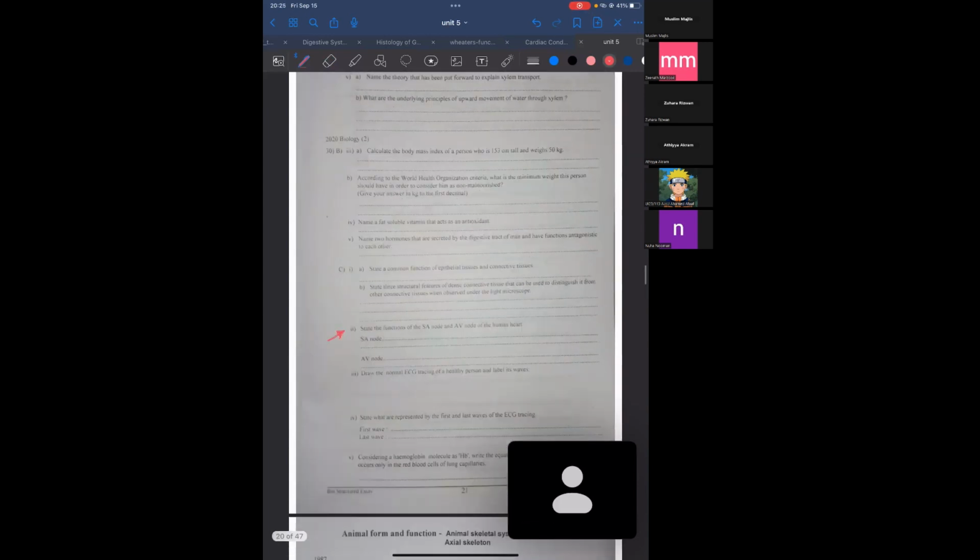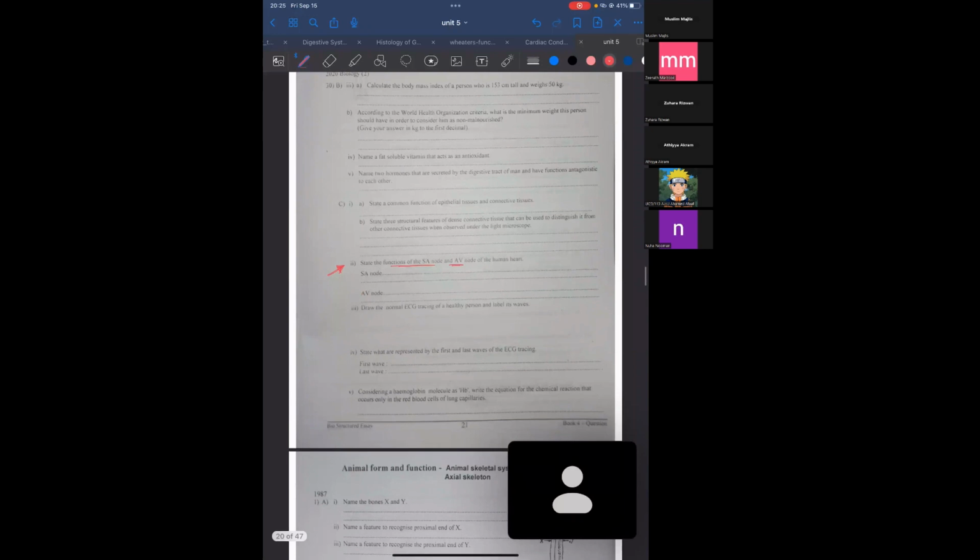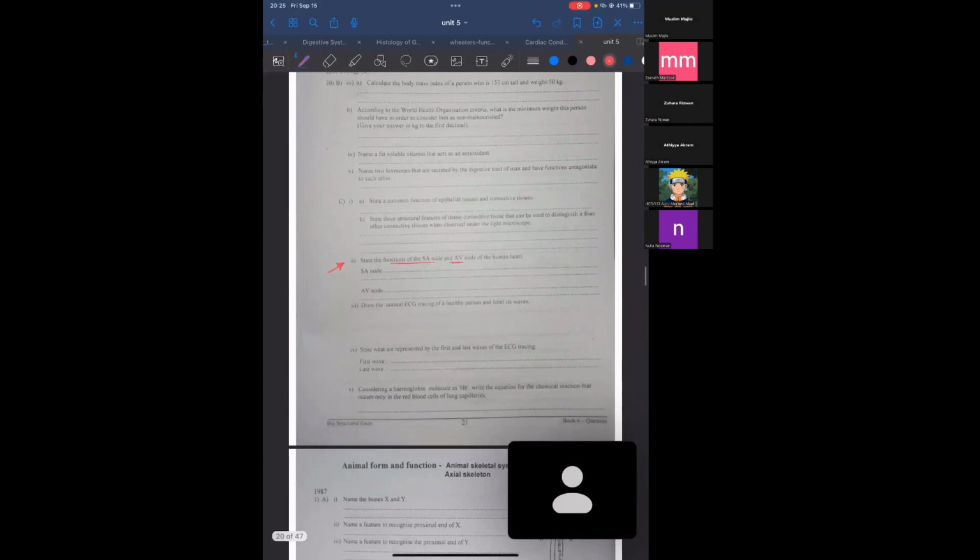And then there's another question about the SA node and AV node. They're asking the functions of the SA node and AV node. See, they tested you all on pretty simple things. Functions: the SA node will initiate the impulses and set the rhythm of the heartbeat. The AV node is just a transmission function.